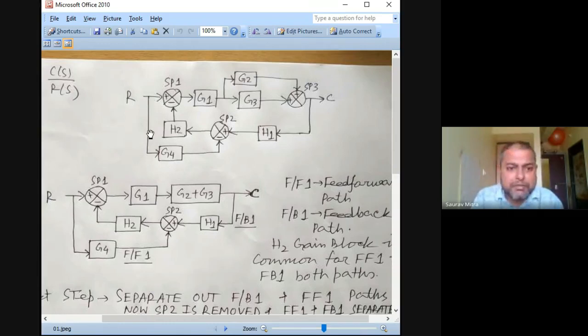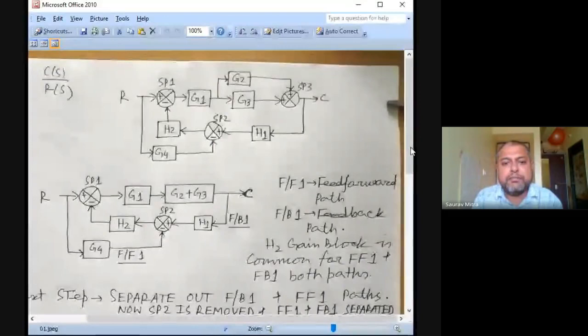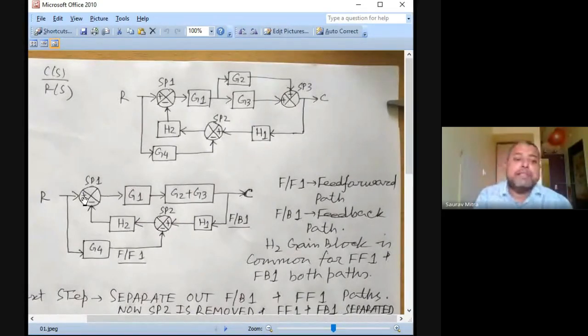Again I'll repeat, this thing is coming from here, this thing is going in the forward direction, so there's a forward path FF1. So what I have said is FF means feed forward path, and FB means feedback path. So this G4H2 is a feed forward path, and how much is the gain? You're finding G4 here minus, that means minus G4 into H2 into minus, that means minus of minus G4H2, that means plus of G4H2.